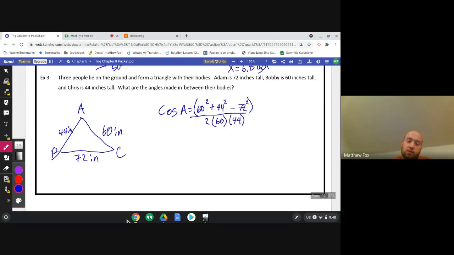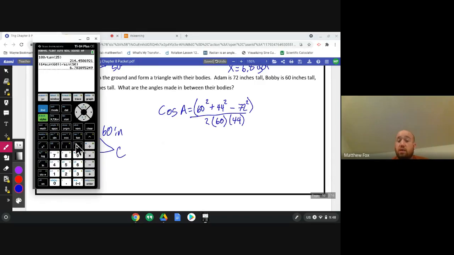Okay, so I go to type that in the calculator. Once again, you got to be in degree mode. Now I'm going to take the inverse cosine to get rid of that and just be left with A. So second cosine. Now on top, I'm going to put parentheses. I'm going to do 60 squared plus 44 squared minus 72 squared. Close your parenthesis. Divided by all that on the bottom. So 2 times 60 times 44. Close it. I need to close the whole thing.